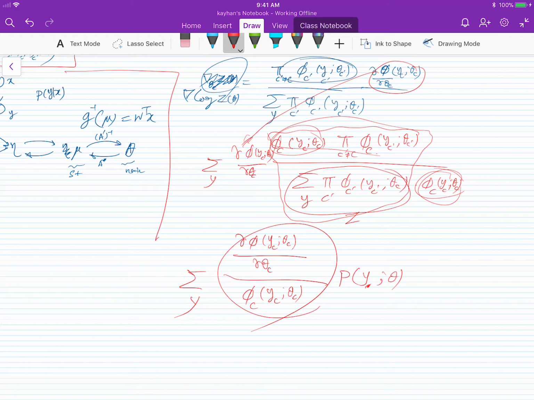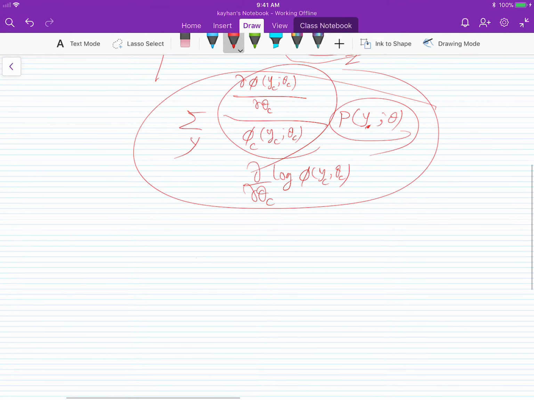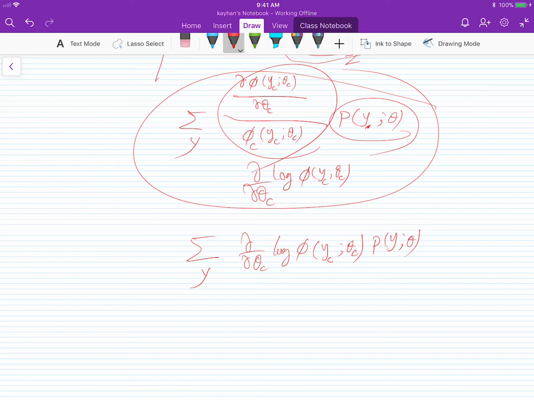Derivative of log of pi yc yc, right? So the derivative of this, right? The derivative of this. And in total, what is this? In total, I have a term that looks like this. What is this term?